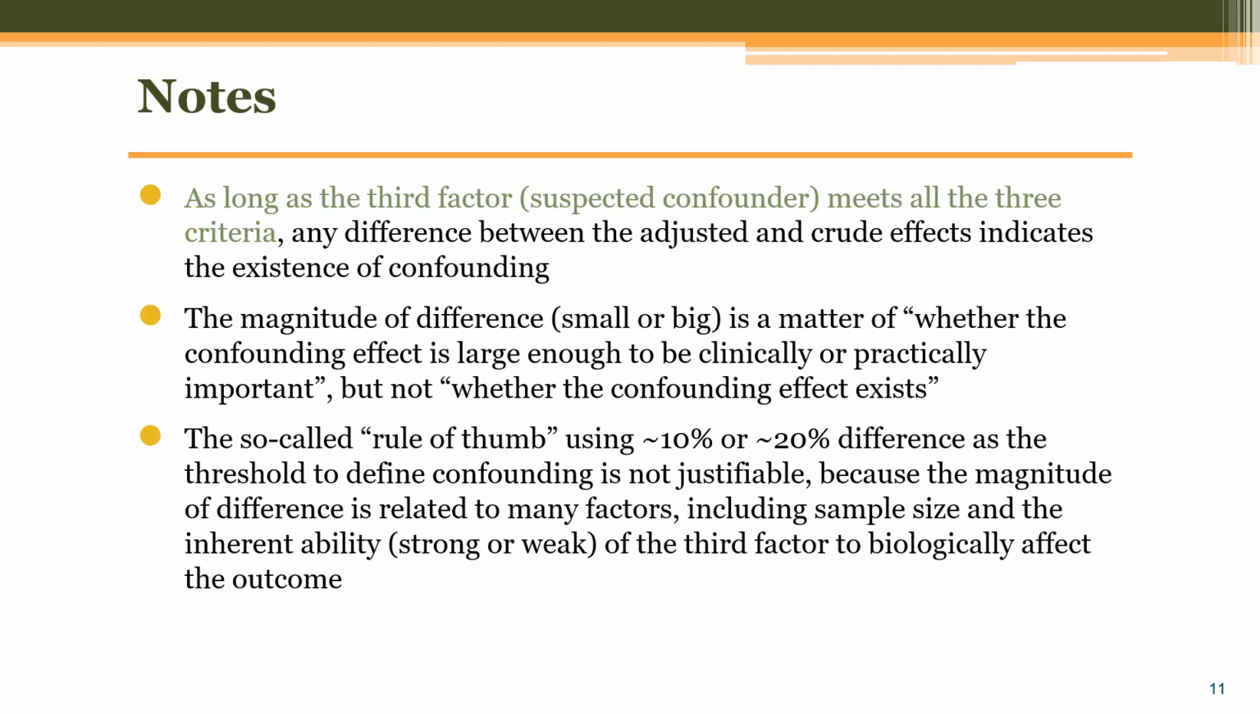When examining the existence of confounding, it is important to bear in mind that as long as the third factor meets all the three criteria, any difference between the adjusted and crude effects would indicate the existence of confounding. The magnitude of the difference is a matter of whether the confounding effect is large enough to be important, but not whether the confounding effect exists. The so-called rule of thumb, using a difference of 10% or 20% as the threshold for defining confounding, is not justifiable because the magnitude of difference is related to many factors such as sample size.